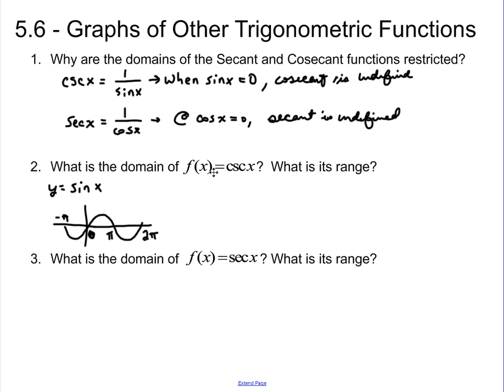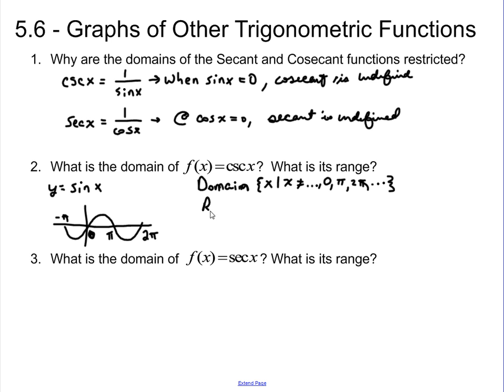So the domain for cosecant of x would exclude those values where sine of x is equal to 0. So for my domain, what I might write here is that the domain is going to be the set of all x such that x is not equal to numbers like these: negative pi, 0, pi, 2 pi, and so on. And so my domain is restricted as values that cannot equal this.